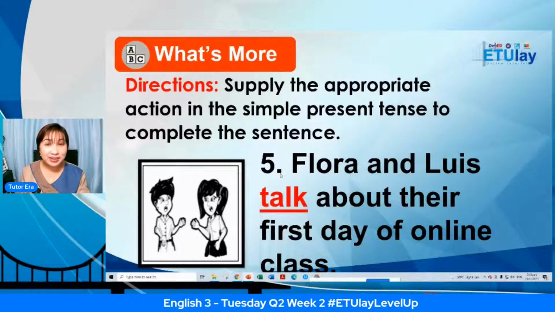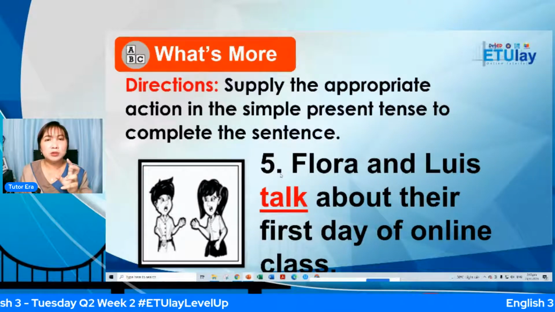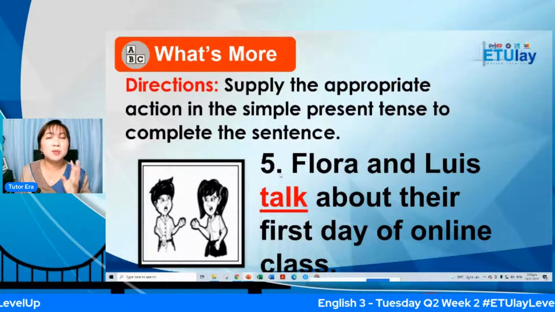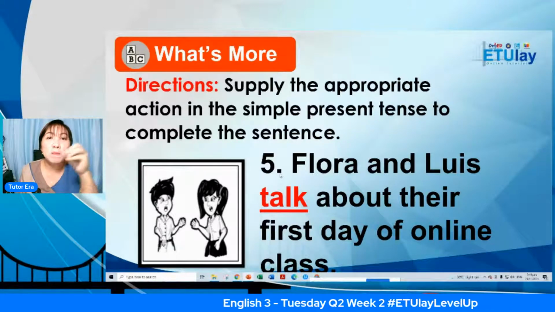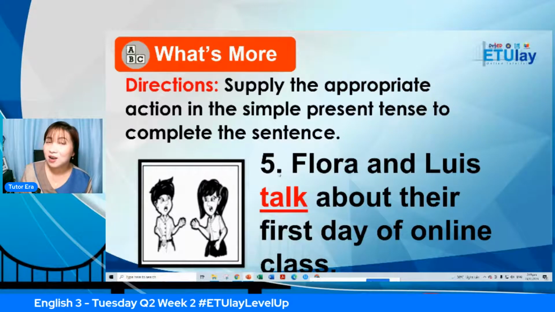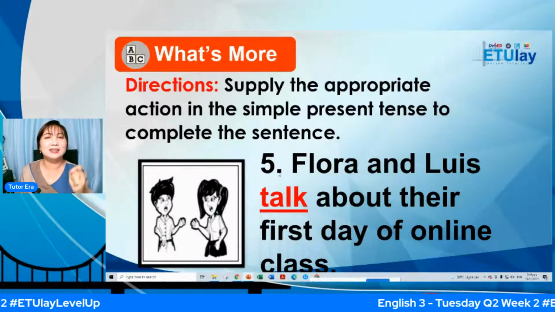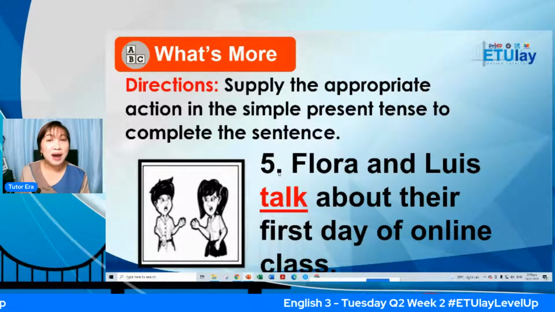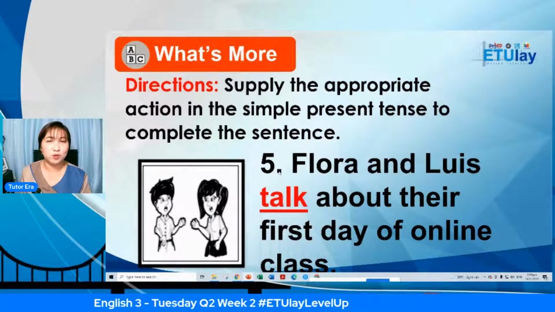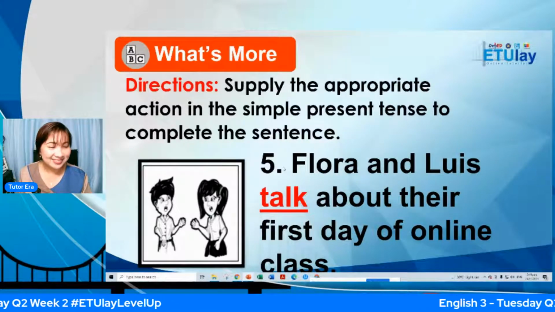Do not forget to consider this information before putting s or es to show the simple present tense of the verb. Go back to the subject. What is the subject of the sentence? Is it singular or plural? If it is singular, then you will add s or es. But if it is plural, you will take only the base form. You will not change anything. Did you get it?